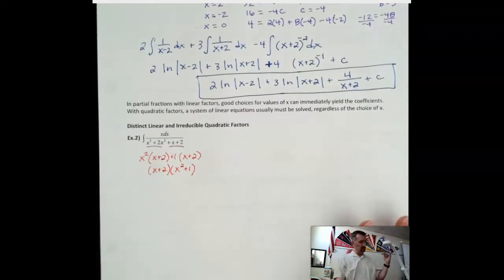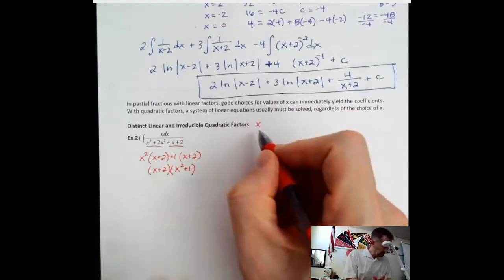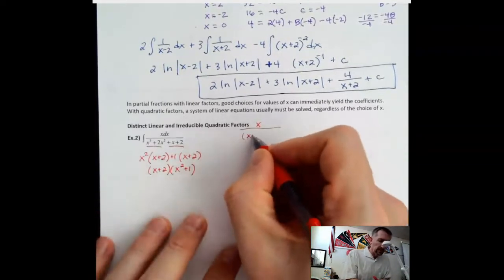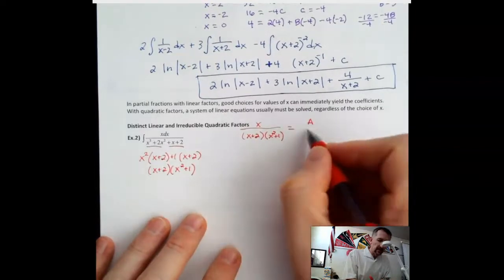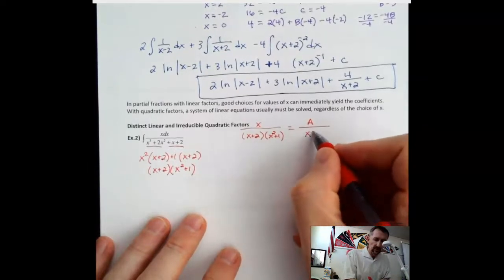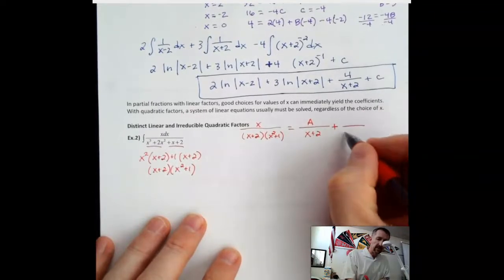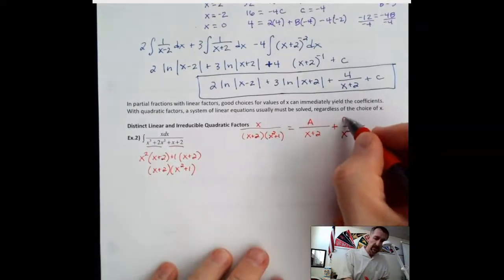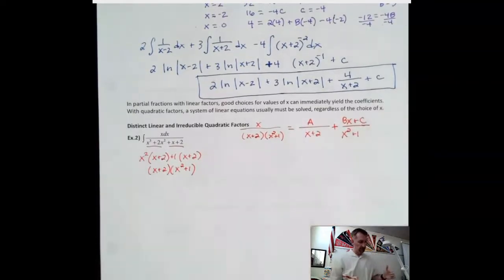Okay, so the rule for this is we have x over x plus 2, x squared plus 1. And we're going to start off just the same as all these other ones, a over x plus 2. Now, the difference comes in right here. When you have a quadratic factor, like x squared plus 1, what you need to do is go down 1 from that, so it's going to be bx plus c. So that's the difference there.